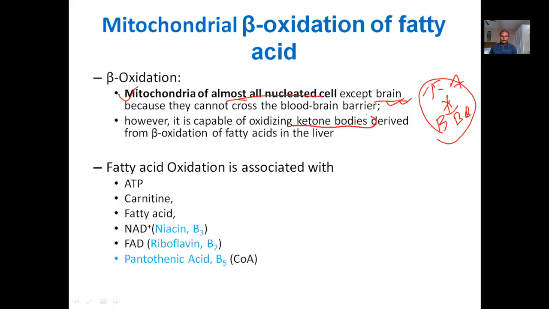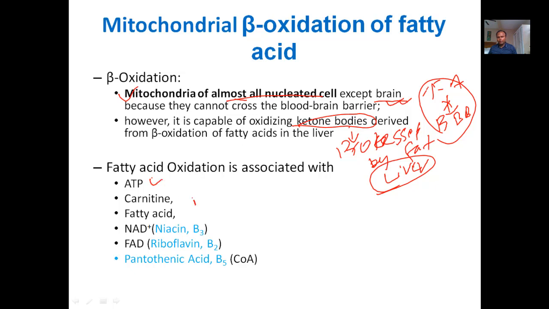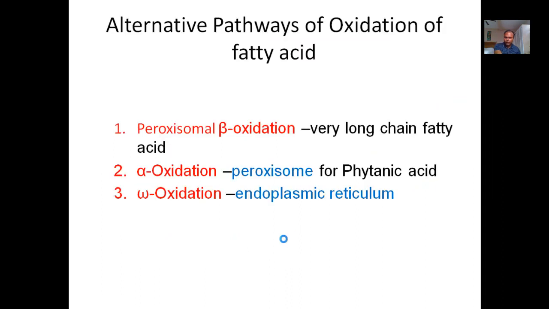Now what does the brain utilize? Ketone bodies. It is like fast food, like processed food. Ketone bodies are processed fat, and these ketone bodies are synthesized from fat by the liver. So the liver synthesizes ketone bodies and provides them to the brain during starvation condition. Now let me talk about what the requirements are. So ATP is required, carnitine is required, fatty acid obviously, and then these three vitamins, as I told you: vitamin B3, vitamin B2 and vitamin B5.